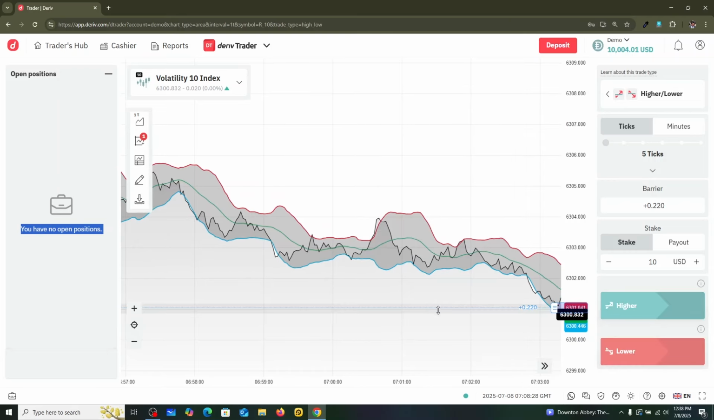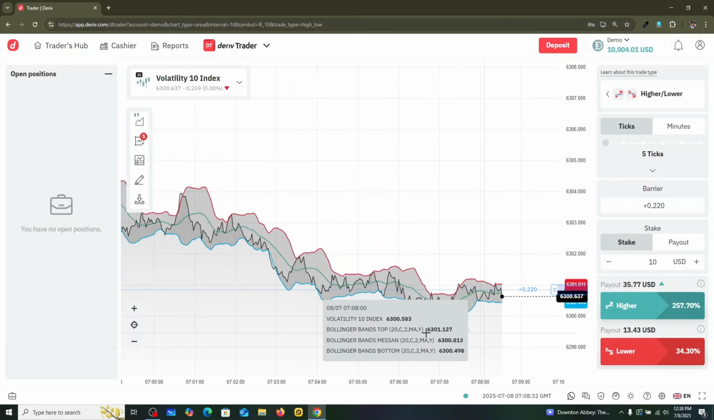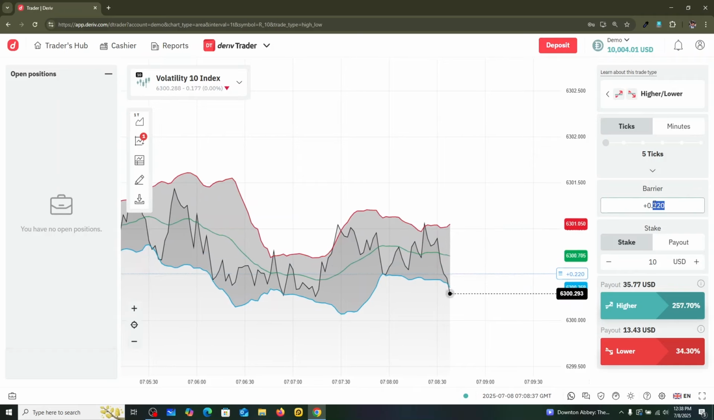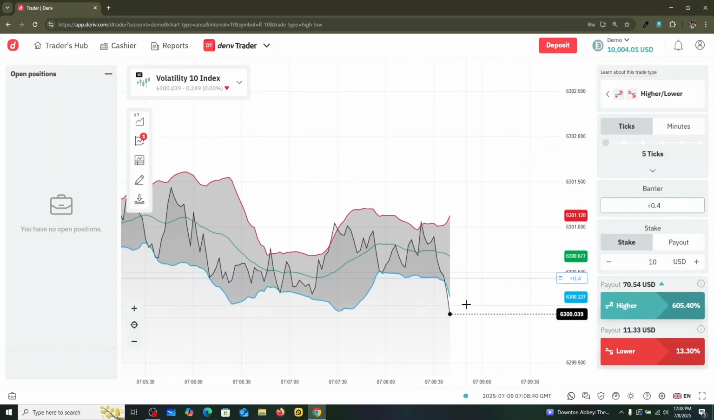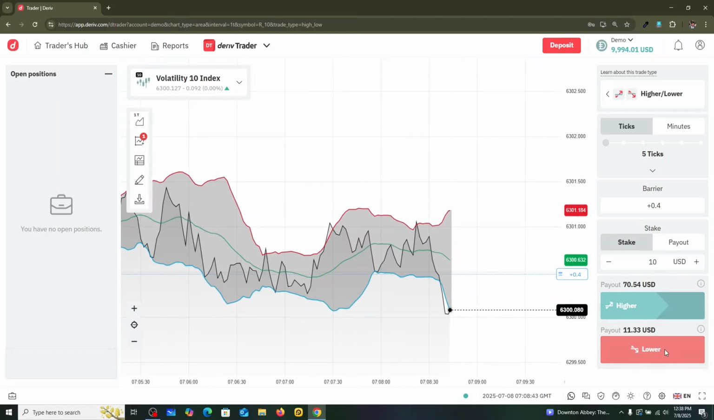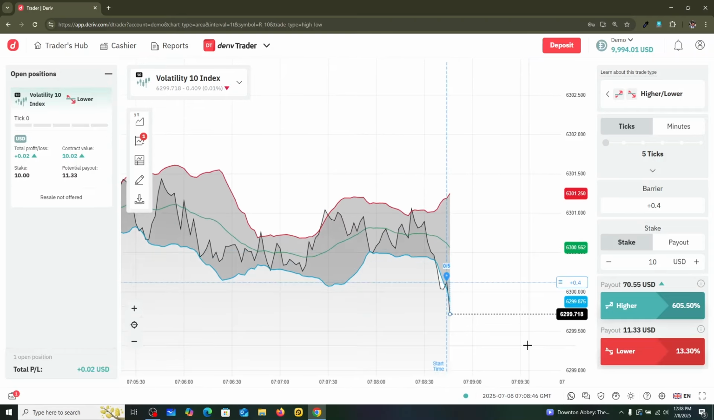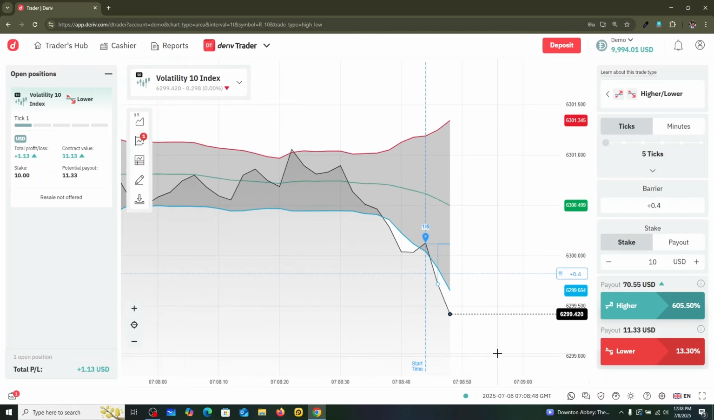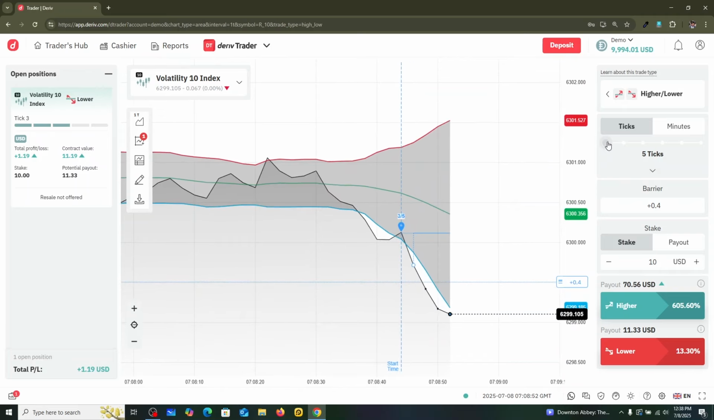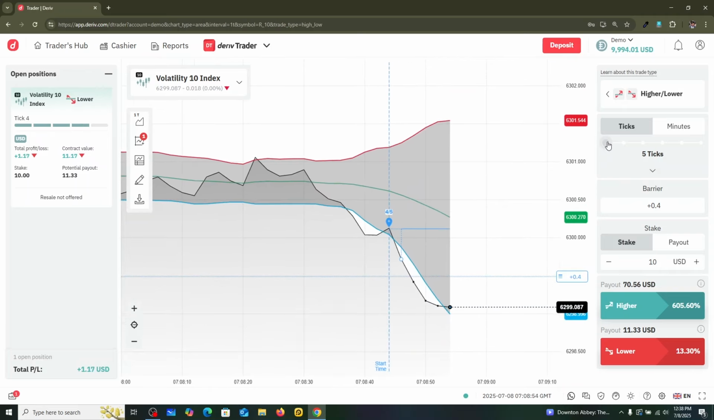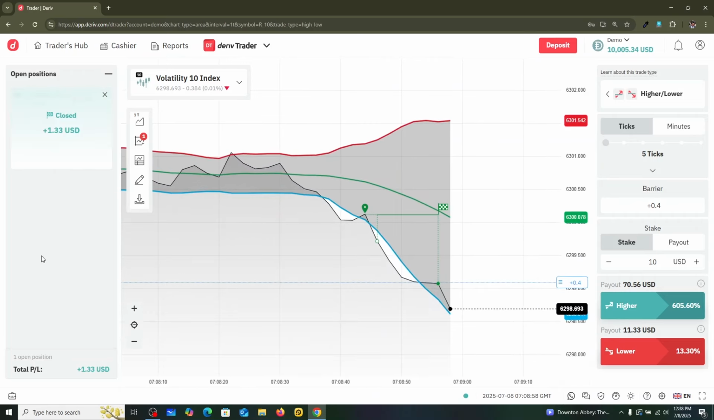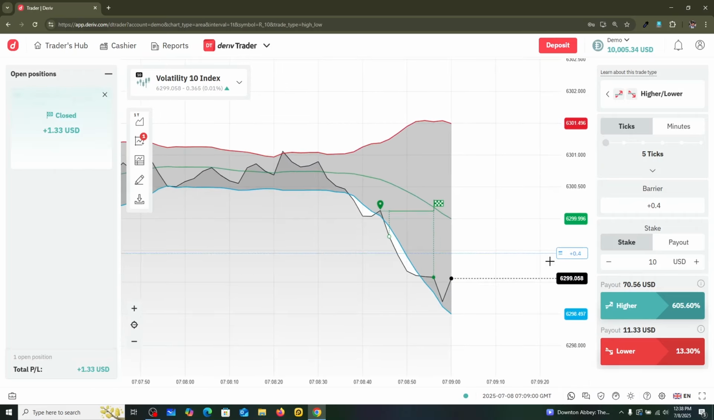So we are using the Bollinger Band indicator to identify the market trend at the moment. I am selecting 4, and now you can see the market is going downwards, a downtrend. Now I am going to click lower. Now you can see within 5 seconds, or 5 ticks, we will win this trade. As you can see, we have won $1 for this.